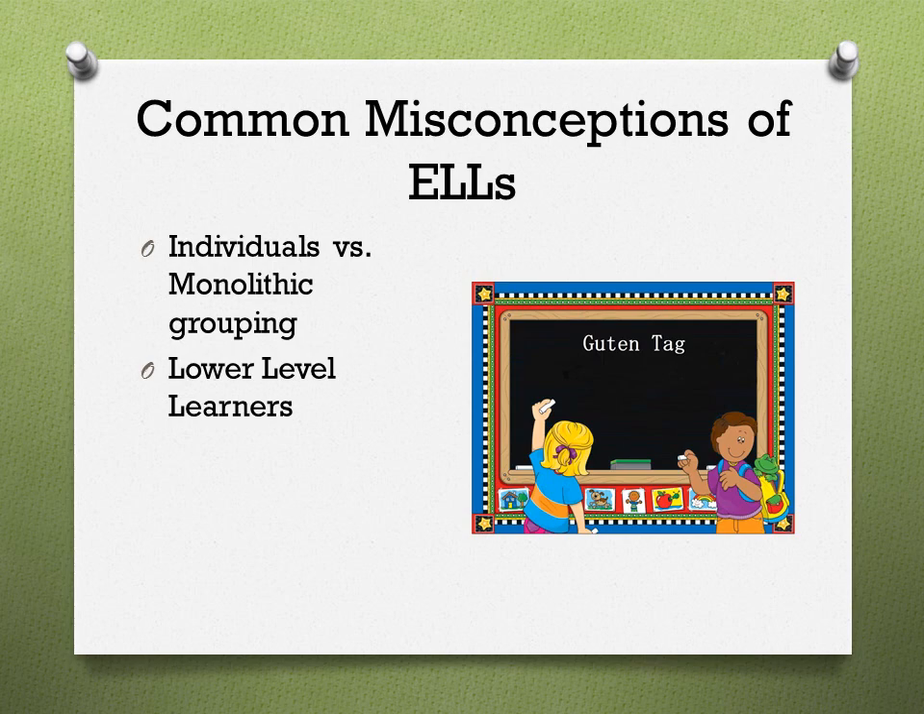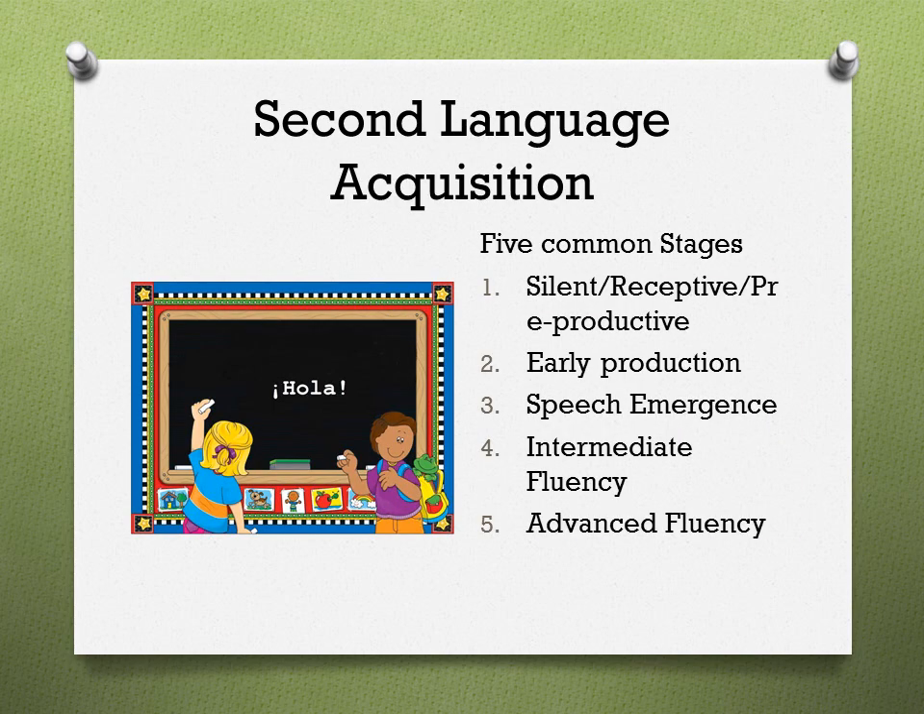So with this said, there are common characteristics when learning English as a second language. To help with understanding the process of learning English as a second language, I have chosen to briefly discuss 5 stages of second language acquisition. The 5 stages are Stage 1, silent, receptive, pre-productive; Stage 2, early production; Stage 3, speech emergence; Stage 4, intermediate fluency; and Stage 5, advanced fluency.